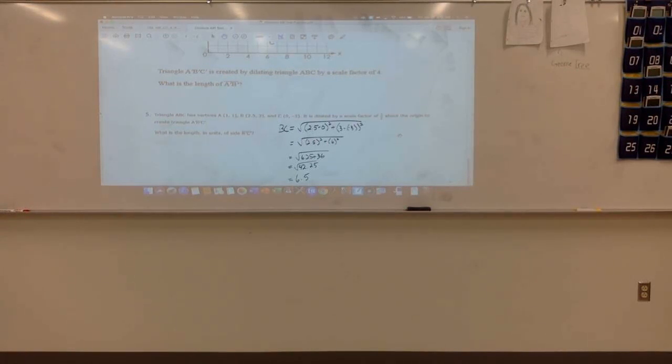Oh, the B is right there. So you have to do the distance. No, it'd be 3.2. No, you could do it either way. You could see B prime first, and then find the distance between B prime and C. That would work too, since you get 3.25.